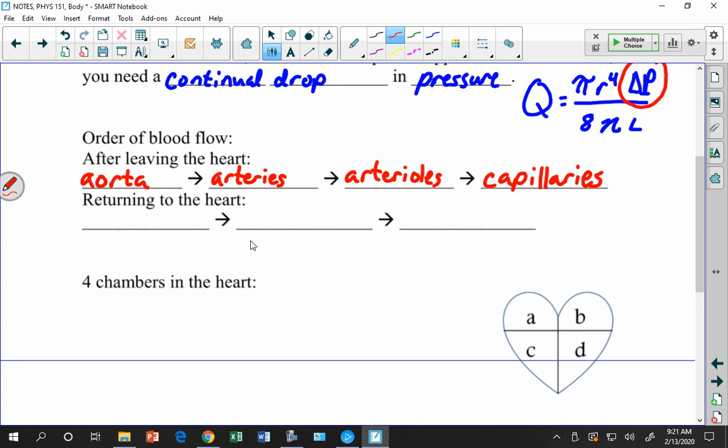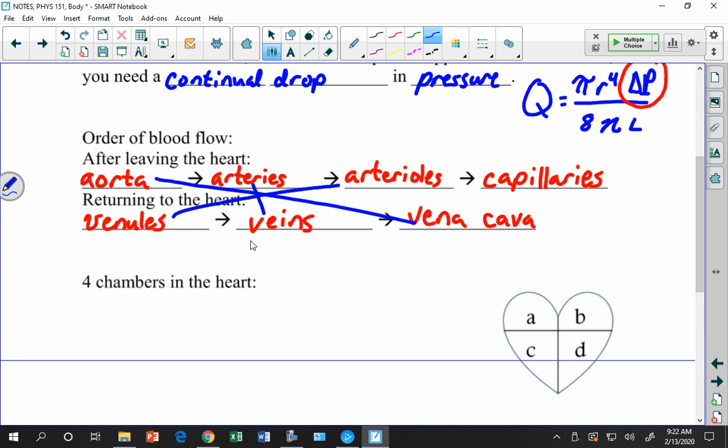Okay, and then that's sort of where it's taking oxygen and nutrients to the body, and then when it comes back, it'll return to the heart. Coming back to the heart, we go through the venules, to the veins, and then the vena cava. So if you sort of want to draw parallels between these, you can think of them in this way, that those are sort of the parallels as they go back and forth in the circulatory system.